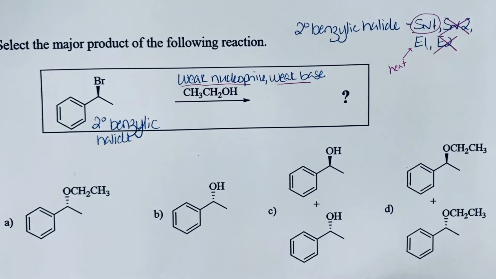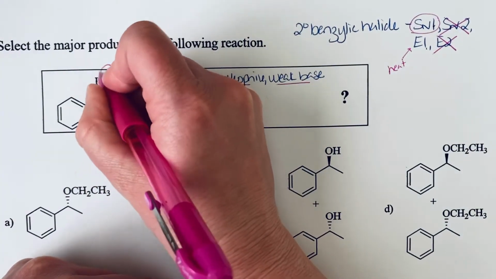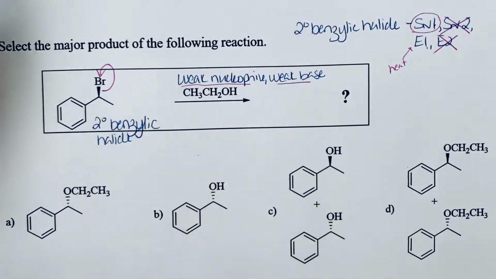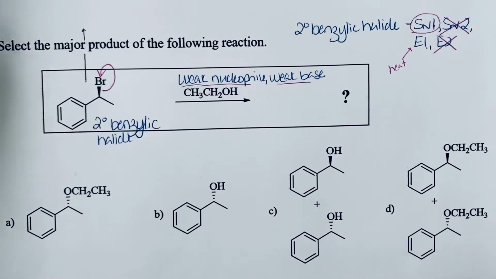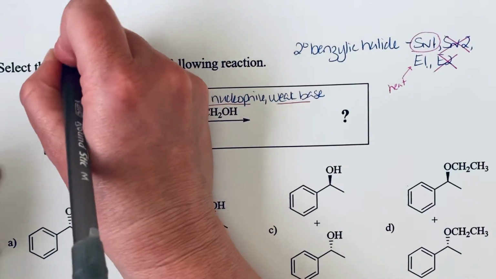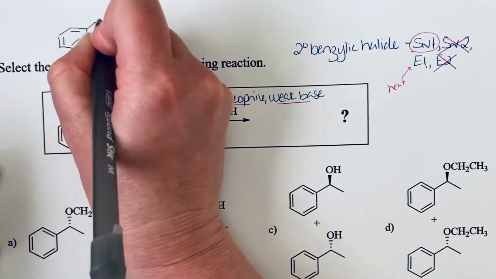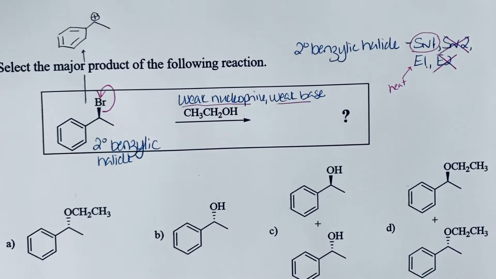So to get to the products, let's go ahead and draw the mechanism. So the first step in an SN1 mechanism is your leaving group will leave. And we did start with a chiral center, but we're going to lose that chirality in this first step, because when this leaves and forms a carbocation, your carbocation is flat. It is sp2 hybridized and trigonal planar.